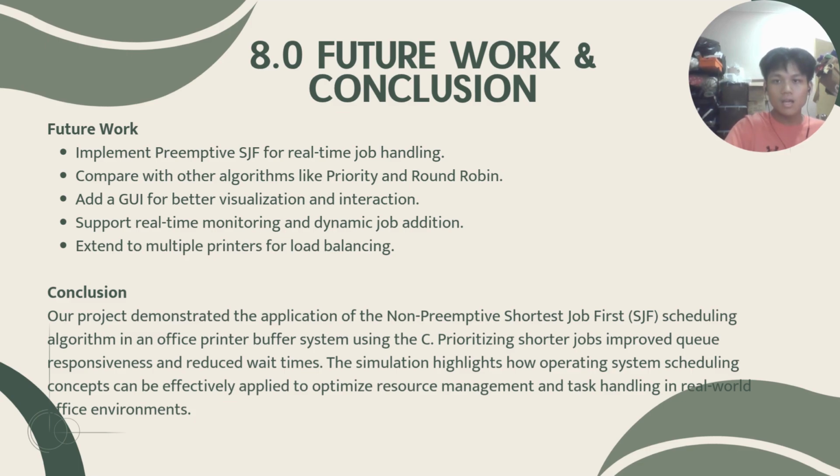In conclusion, our project successfully applied the non-preemptive shortest job first scheduling algorithm to an office printer buffering system using the C programming language. By prioritizing the shortest job, the system improved queue responsiveness and reduced overall wait times. This simulation shows how operating system scheduling techniques can be applied to real-world scenarios to optimize resource management and task performance.